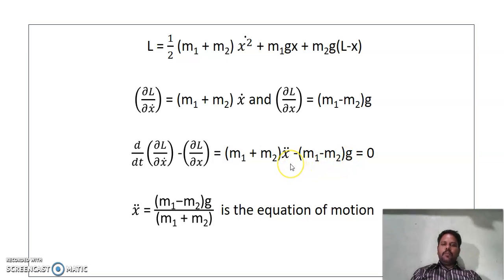Then x double dot on simplification reduces to m1 minus m2 into g divided by m1 plus m2, which is the required equation of motion for Atwood's machine.